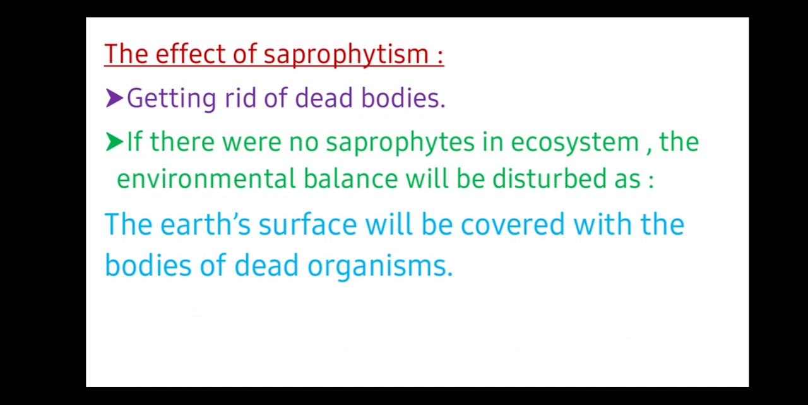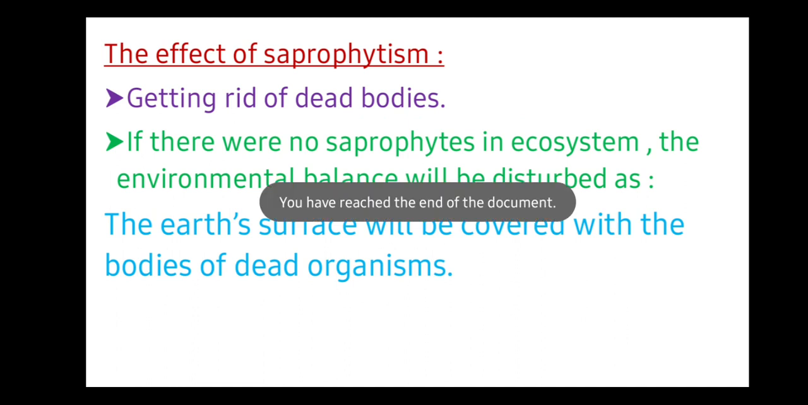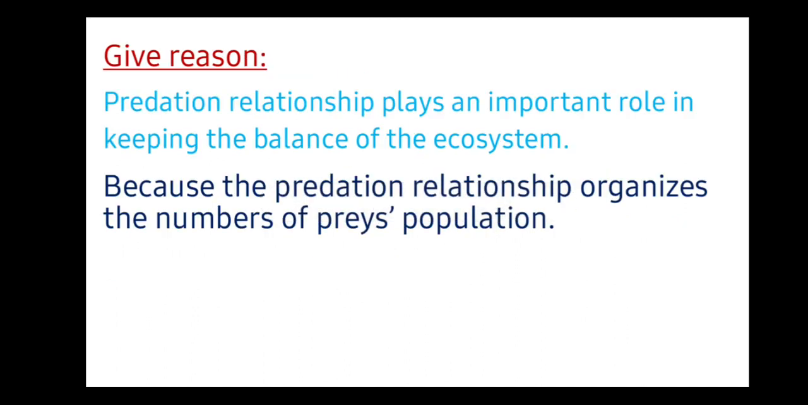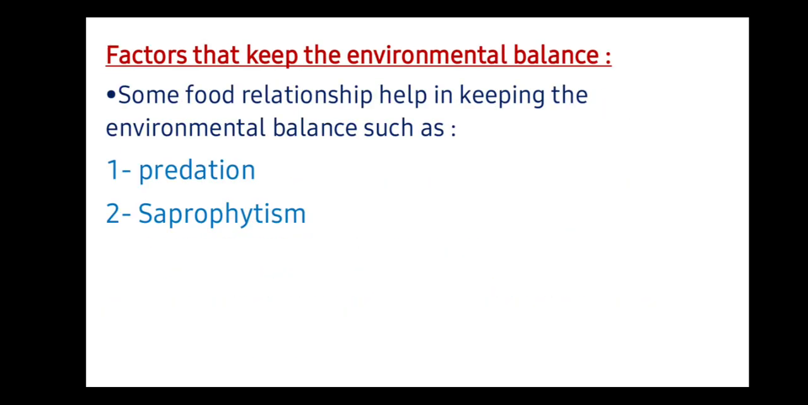What is the meaning of disturbed? It means unbalanced. Like what? The Earth's surface will be covered with the bodies of dead organisms. Okay? You understand, Junior 5? So you have to make a quick revision.